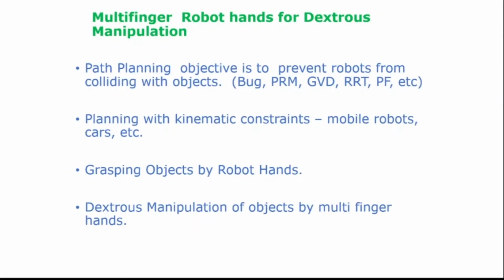Multi-fingered robot hands are normally used for dexterous manipulation. In whatever we have studied in path planning so far, the objective is to prevent robots from colliding with objects. This is obstacle avoidance, and whatever we have done, like the bug algorithm, probabilistic roadmap method, generalized Voronoi diagram, RRT, and potential field, the whole objective was obstacle avoidance.